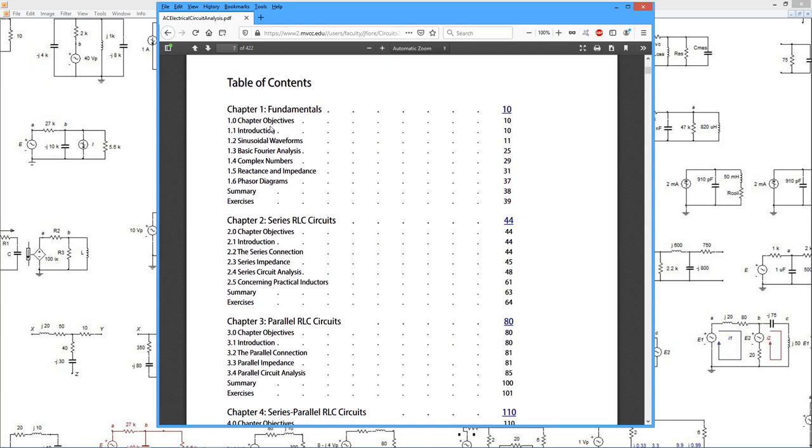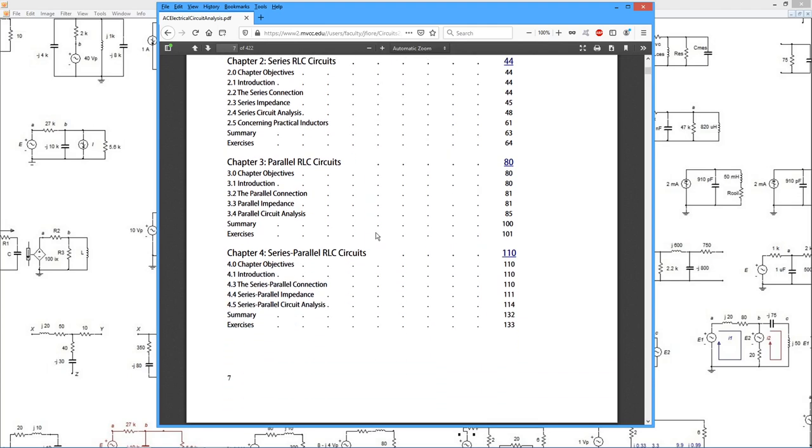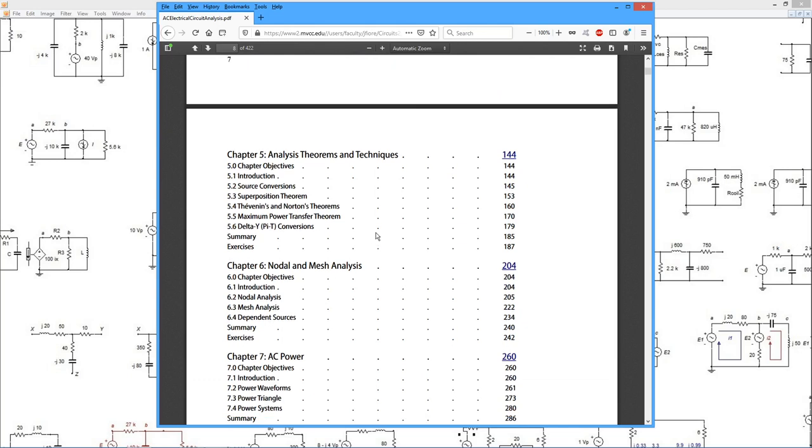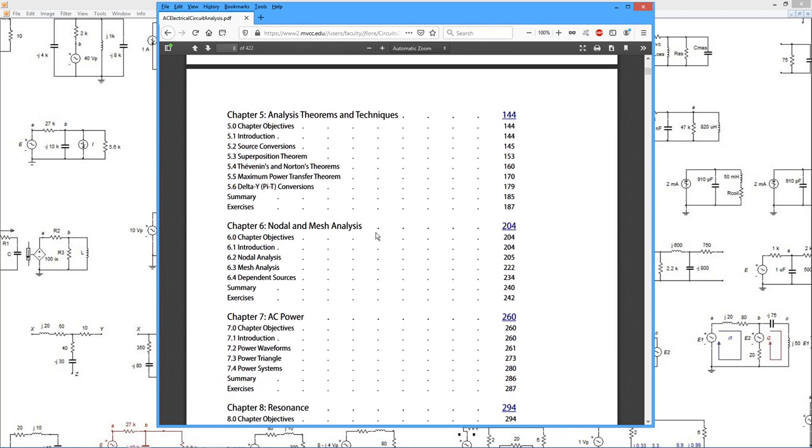We'll start off with the basic definition, sinusoidal waveforms, complex numbers, reactance and impedance. Move on down to series RLC circuits, parallel RLC circuits, series parallel combinations, and then we move into analysis theorems such as Thevenin's and Norton's theorem, superposition, source conversions.